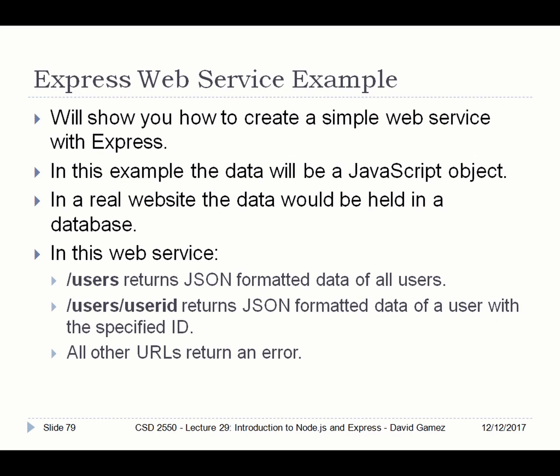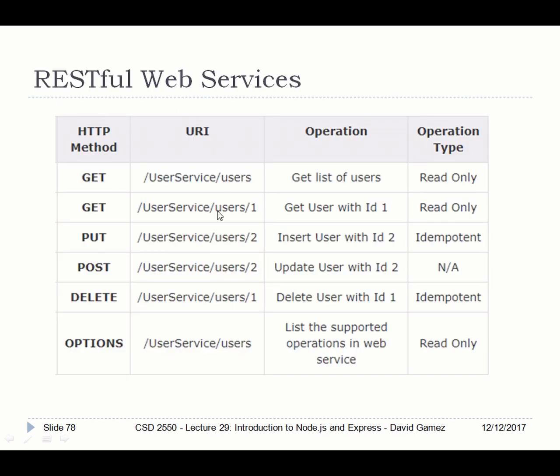Just to illustrate that, I'm going to show you how you can create a very simple web service with Express. In this example, I'm going to use a JavaScript object as my data. In a real website, the data is going to be held in a database. This is only an introduction to Node, it's a kind of advanced project, so I'm only going to show you how to use GET. But POST and PUT and DELETE work in a similar way, and I'm sure you can figure that out for yourselves. So in this very simple web service, /users is going to return JSON formatted data of all of the users, and if I do users/user ID, it's going to return JSON formatted data of a user with this specified ID, and all other URLs are going to return an error. So it's very similar to these two bits of the web service here.